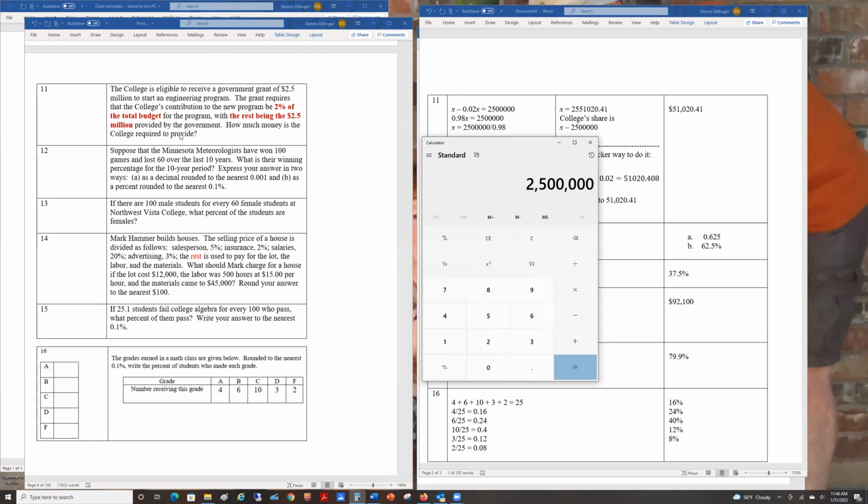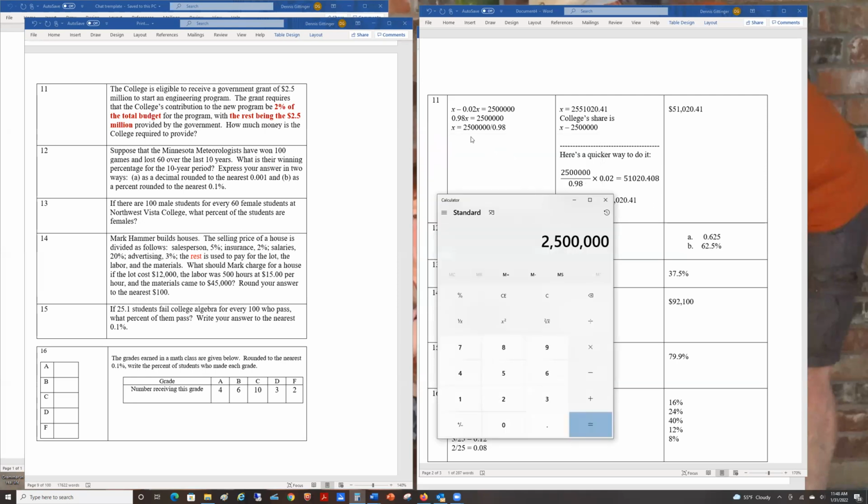The total budget is unknown. The 2,500,000 is the rest of it. So if 2% of it is from the college, this must be the other 98%. So what number is this 98% of? Well, let's see. It would be 2.5 million divided by 98% changed to a decimal, which is 0.98. And since it's money, you round it to 41 cents because the 8 is big enough. So that's the total budget.